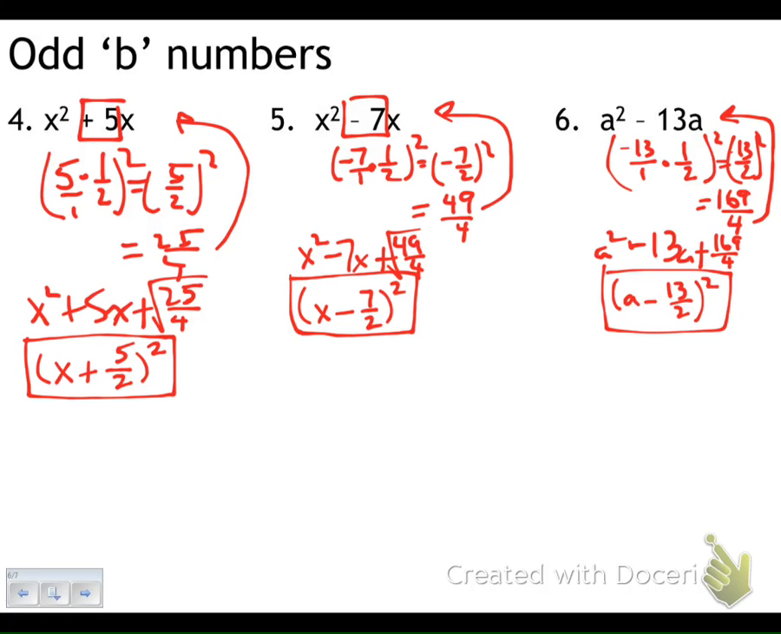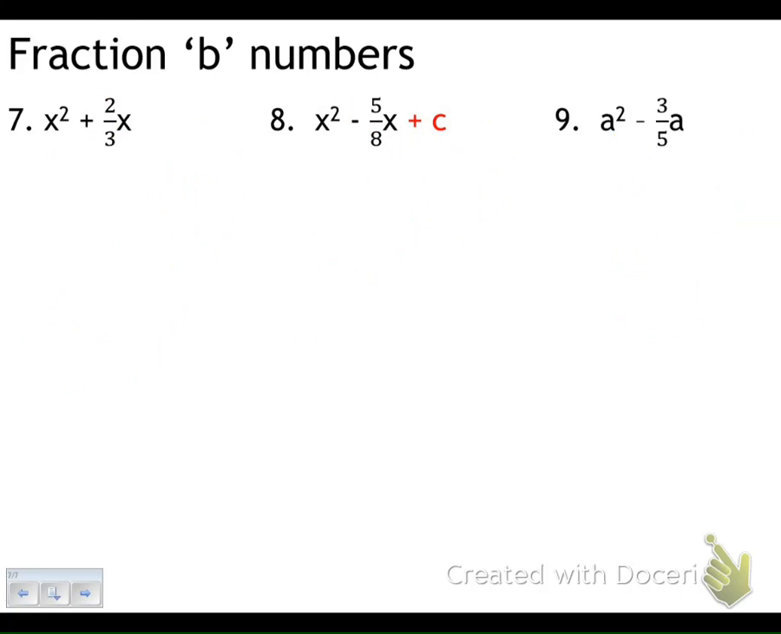Next, we're going to move on to fractions in our B term. Now some of you might be looking at this and going, oh no, this is going to be painful. Actually, this is quite easy if you understand the patterns. Here's our B term. We're going to do half of our B term, so 2/3 times 1/2. We're going to square it. That's going to be C.